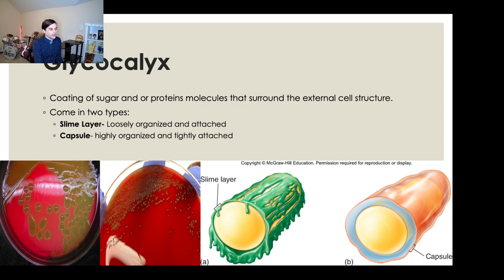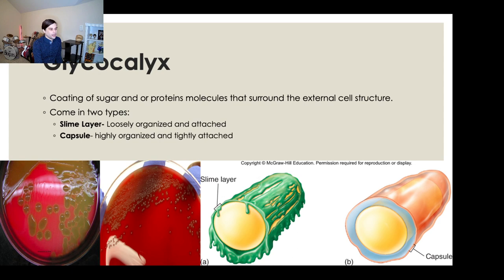Now the other thing that's found on the outside of bacteria and prokaryotic organisms is a glycocalyx. Now you will find these in some eukaryotes, things like yeast. But in bacteria, they're going to be a little more common, and that's going to be used a lot more for diagnostic purposes if you're looking at it on a petri dish. There's two main types of a glycocalyx. Now, a glycocalyx is just a bunch of sugar and protein that's going to surround the outside of a cell.